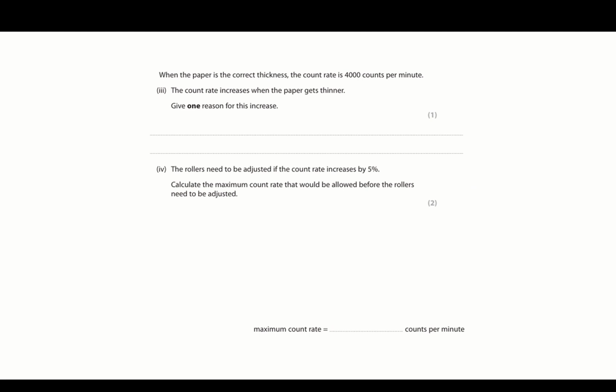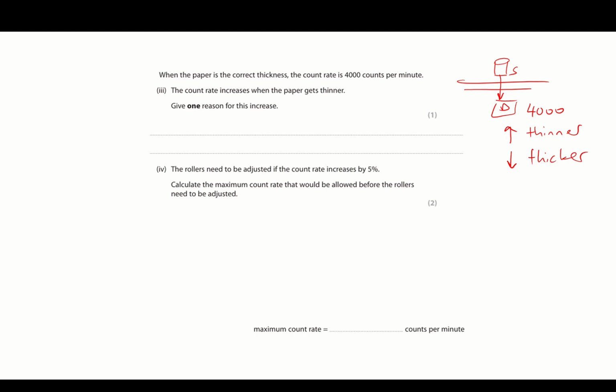Question 7, when the paper is the correct thickness, the count is 4,000. So let's just picture that. So when it's doing that, here is my source. I'll flip the detector over this time. So I'm reading 4,000 there. We know that if the value went up, the paper would be thinner. If it went down, we've got thicker. And it's gone down because less can pass through. So the count rate increases when the paper gets thinner.